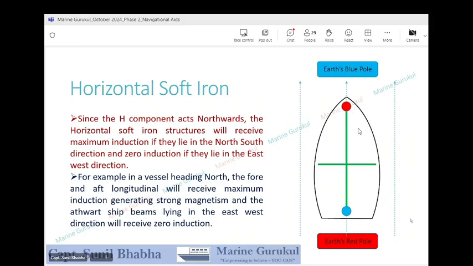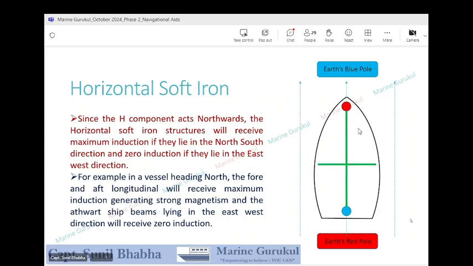So the parts which are added to the ship later will have more magnetism as compared to the parts which were added in the initial phases of the ship building. Okay. Why more magnetism, beta, in the later parts? Because then it will have the effect of magnetic fields of permanent magnets also or hard irons which are already present there.